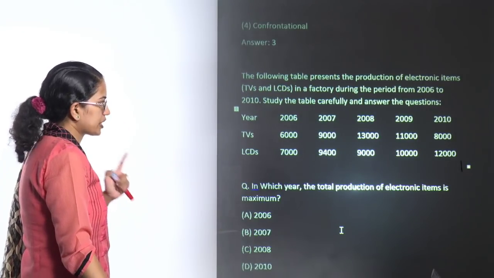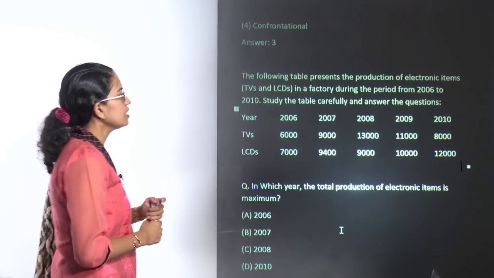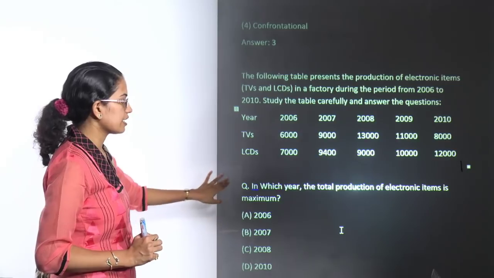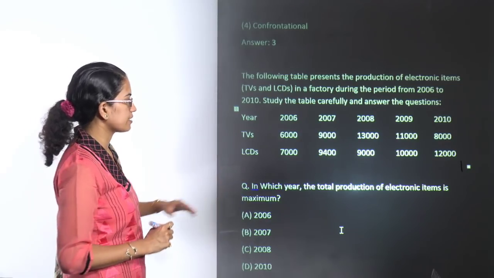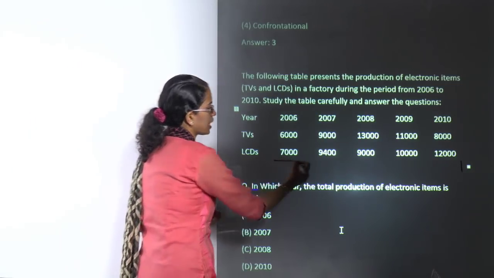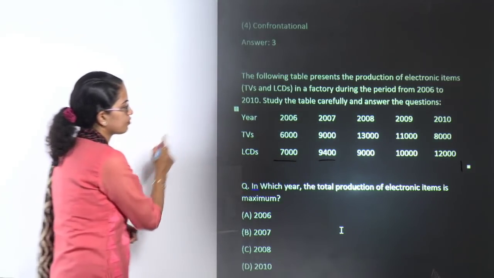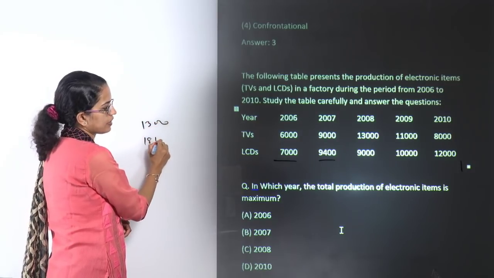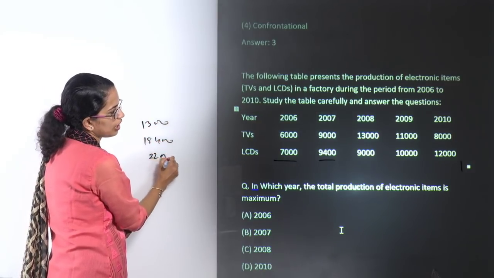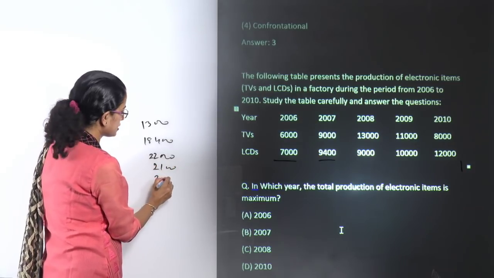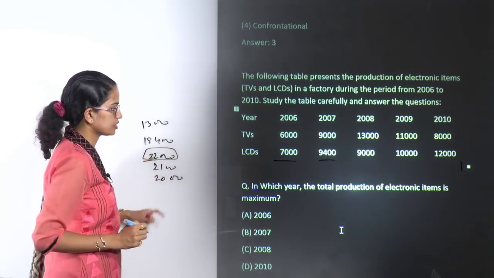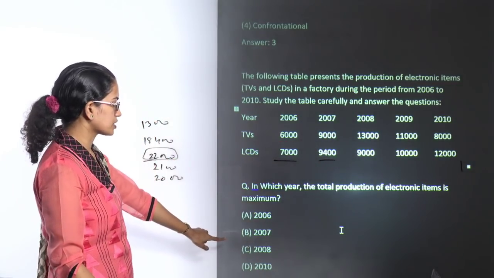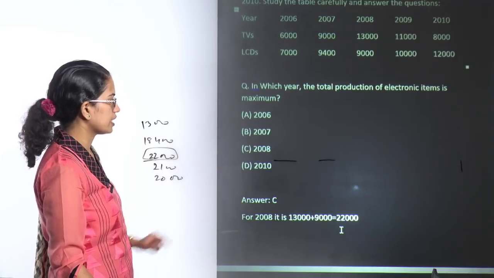The next question was on data interpretation. Here you had the values of TVs and LCDs that are given. The first question says, in which year the total production of electronic item was maximum. So you have to just add these values for each year. So for, let's say, 2006, I add 6,000 and 7,000, I have 13,000. Next I have 18,400, I have 22,000, 21,000, and last is 20,000. So of that, 22,000 is the highest, and that 22,000 is for 2008. So I say maximum production for 2008 would be there for the electronics item.